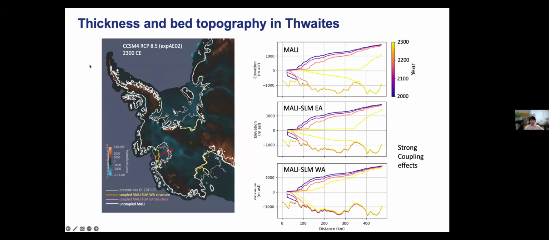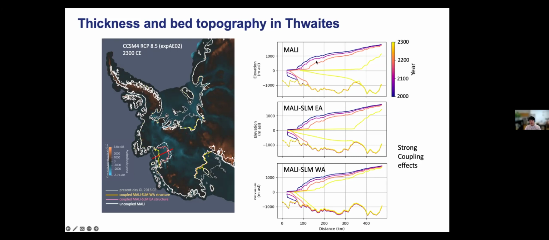So going back to the transect, this is the thickness on the right-hand side. It's the thickness of ice, and the colors of the contour lines represent years of the simulation. So you have the CCSM4 experiment 2 scenario across the Thwaites region. The top plot shows the results from the uncoupled ice sheet model standalone simulation. The middle shows the coupled model incorporating Earth structure for East Antarctica, and the bottom one is the coupled model incorporating West Antarctic Earth structure.